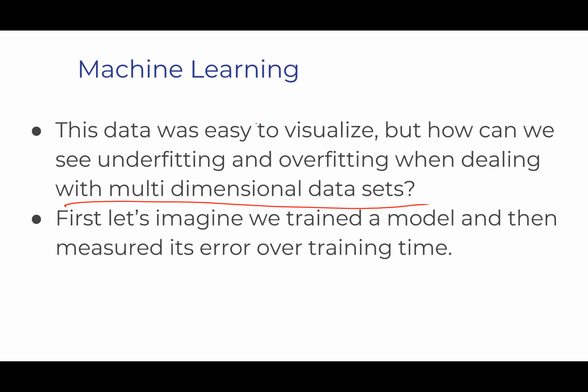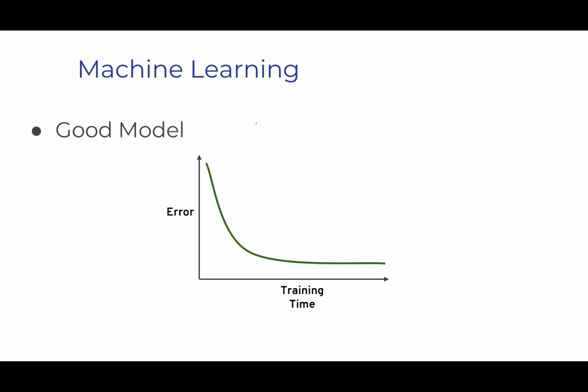So let's imagine we trained a model and then measured its error over training time. So it is like training time, the number of revisions you are doing, and this is your error. Just after 5 hours I take your exam, 10 hours I take your exam, 20 hours, 40 hours, 50 hours, right? So after you have given 5 or 6 revisions, your error is going to reduce, right?